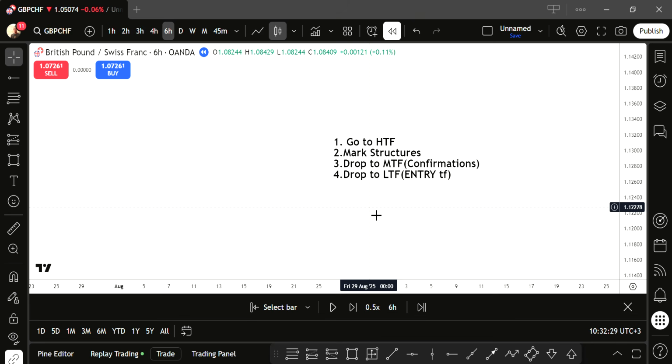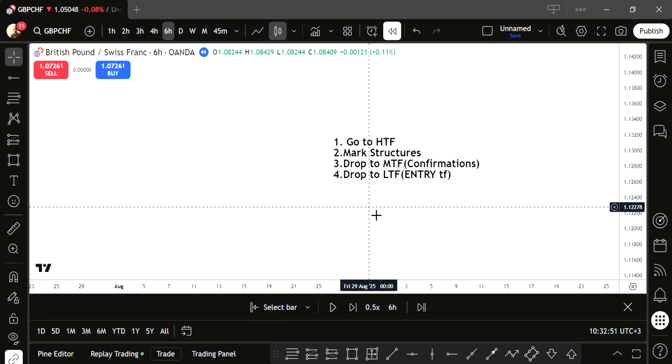After, drop down to your medium time frame. Medium time frame, that is where a lot of work happens. Look for your confirmation on the medium time frame. Look for the immediate trend on the medium time frame. Refine your zones on the medium time frame. Then number 4, drop down to your lower time frame for entries. After getting confirmation from the medium time frame, you drop down to your lower time frame to look for entries.